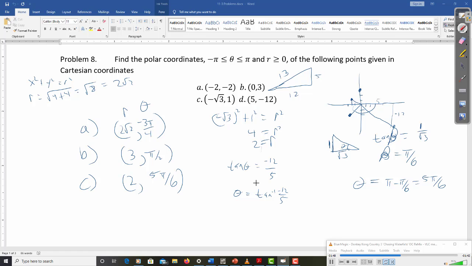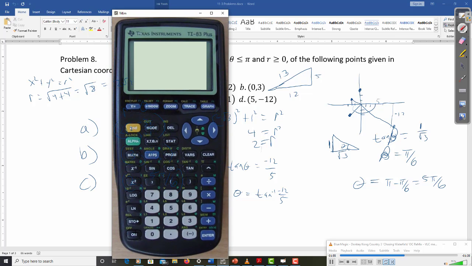And honestly, I think that's as good as we're going to get as far as exact values. The 5, 12, 13 triangle doesn't have nice multiples of pi. So if you want to see what it is in radians, it's inverse tangent of negative 12 over 5. I'll just put the negative down here.